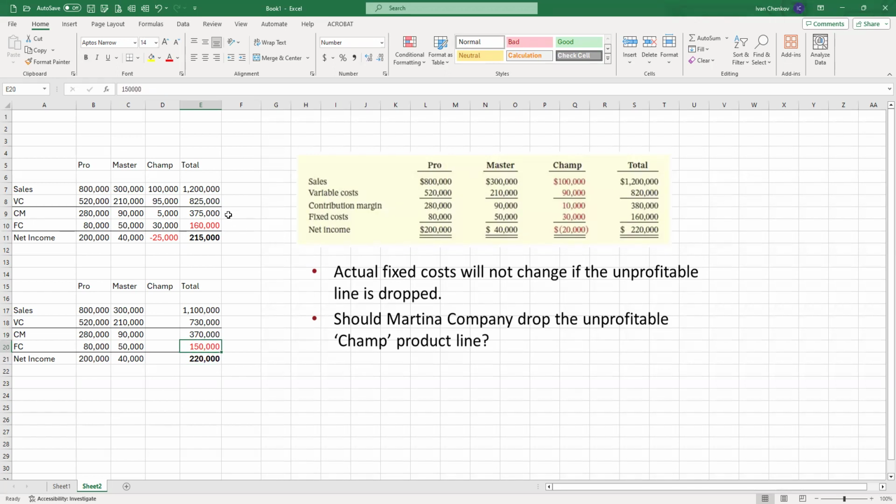Because how much did my fixed cost drop down? My fixed cost dropped down by 10,000. How much did my contribution margin drop down? 5. Am I saving?